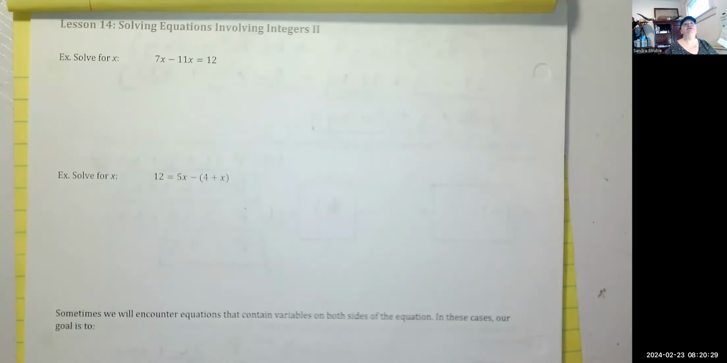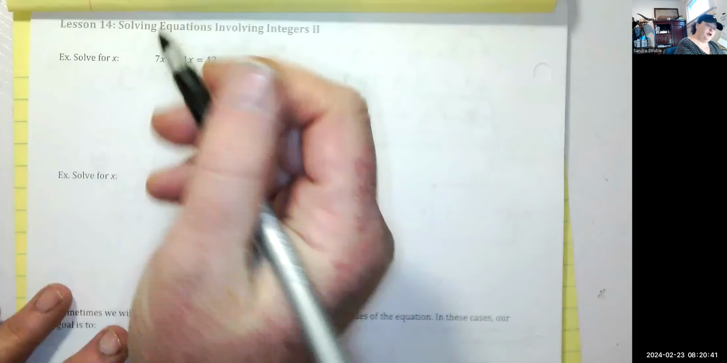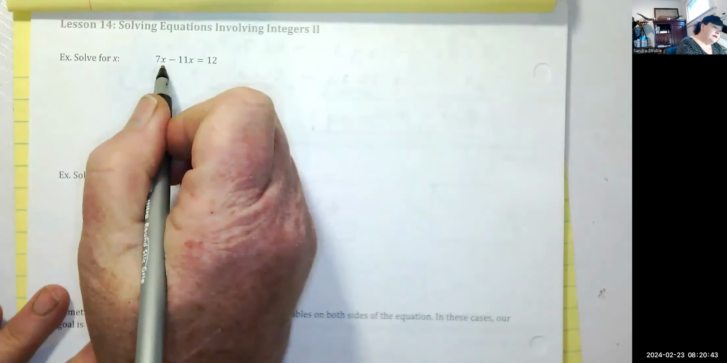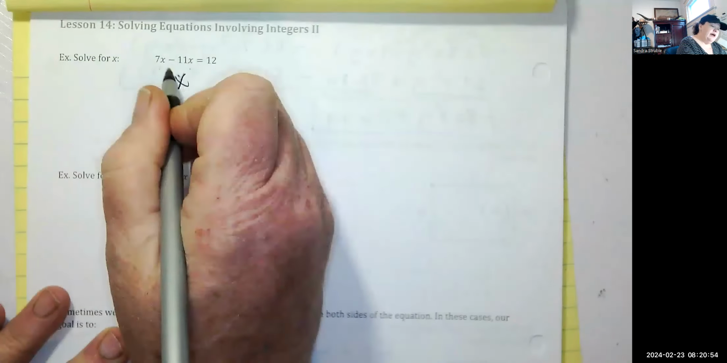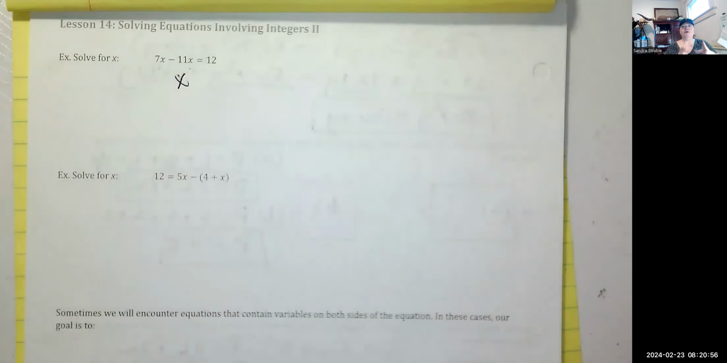All right, so solving for x, 7x minus 11x is equal to 12. Well, they have to be like terms in order for me to combine them, so therefore they have to have the same variable or no variable at all. So we have 7x and 11x, they both have the same variable, so these can be combined. So x is going to be my answer, and I just have to look at the coefficients, which are the numbers right in front of x.